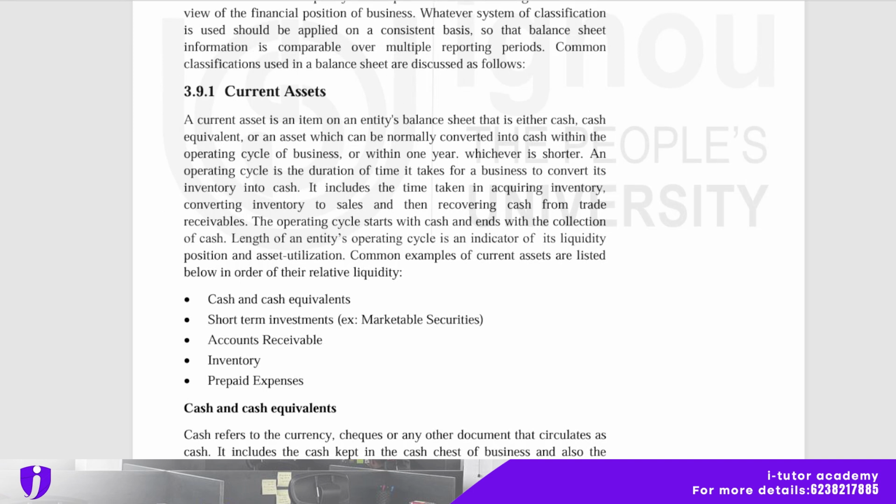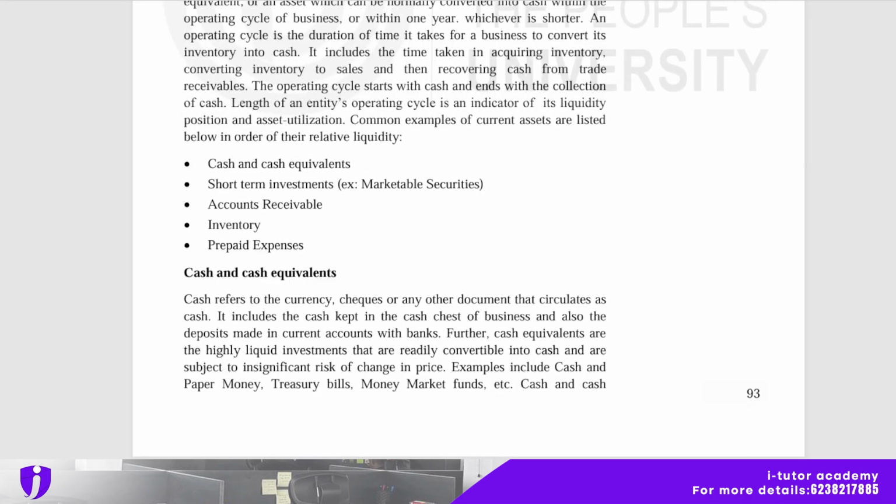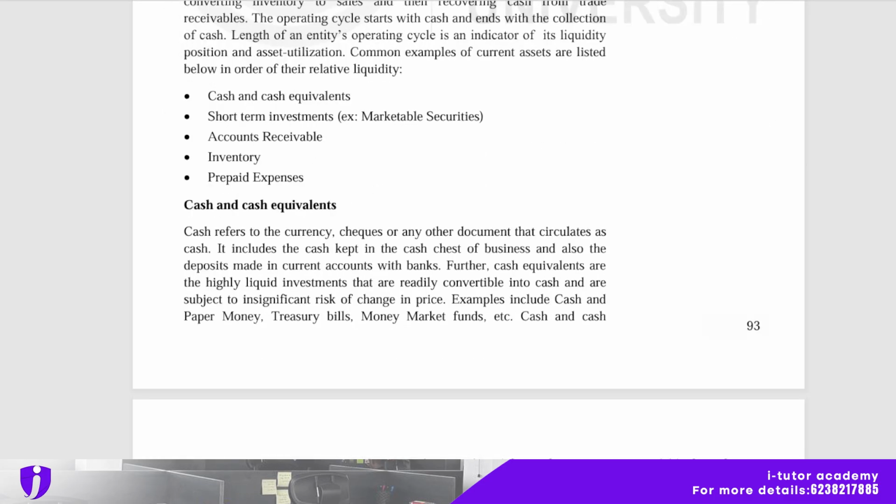Cash and cash equivalents, short-term investment, that is marketable securities, accounts receivable, inventory, prepaid expenses. Cash and cash equivalents. Cash refers to the currency, checks, or any other documents that circulate as cash. It includes the cash kept in the cash chest of business and also the deposit made in current account with the banks. Further, cash equivalents are the highly liquid investments that are readily convertible into cash and are subject to insignificant risk of change in price.